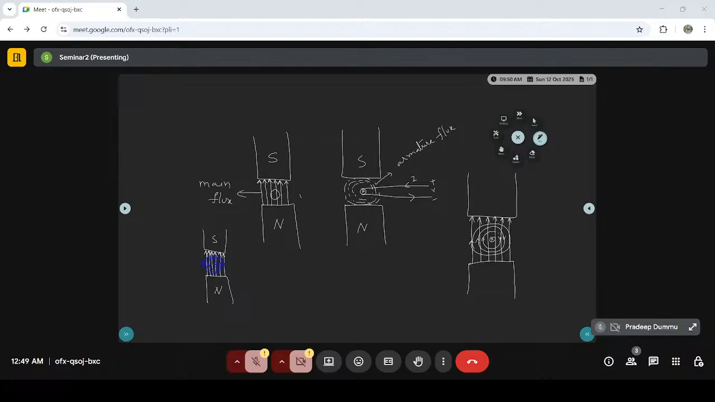The same diagram I have written here. Is it clear now? Right. Now see the direction. This main flux and the armature flux are in the same direction. Helping each other, adding each other. We get more flux on the left side, because of helping each other. It becomes a strong flux.